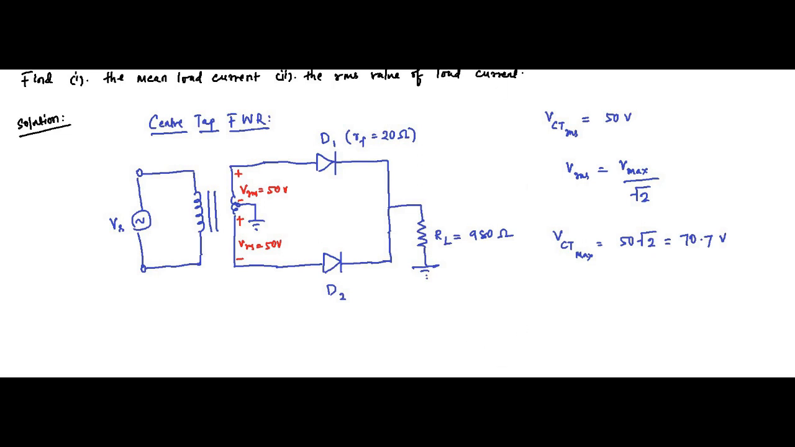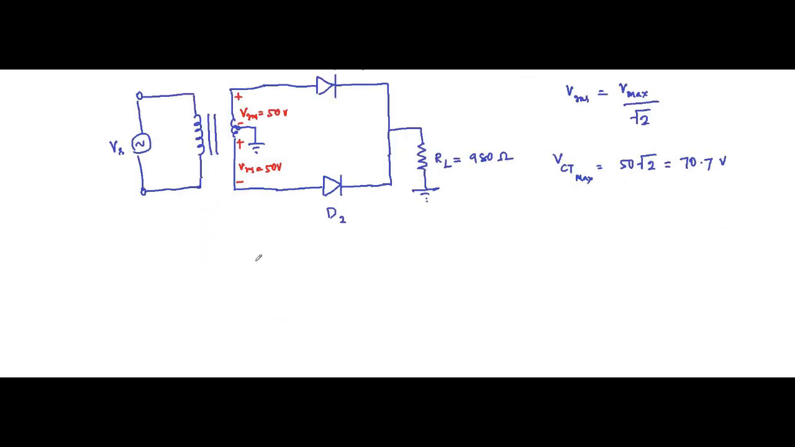Now the maximum value of the load current will flow only when the center tap voltage is maximum. It is a sinusoidal type. When the sinusoidal voltage reaches the maximum value, the center tap value, then only the load current will be maximum.